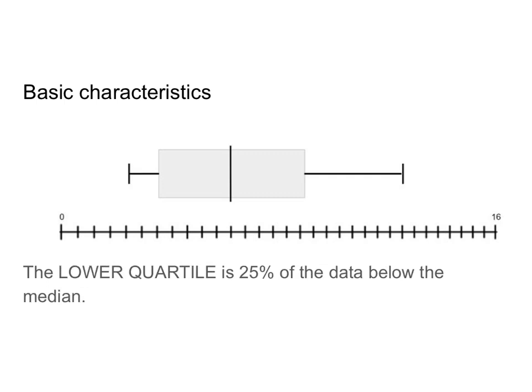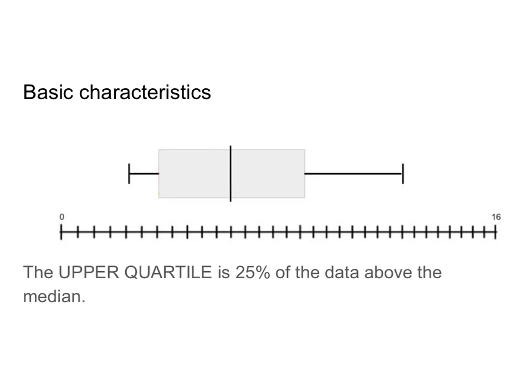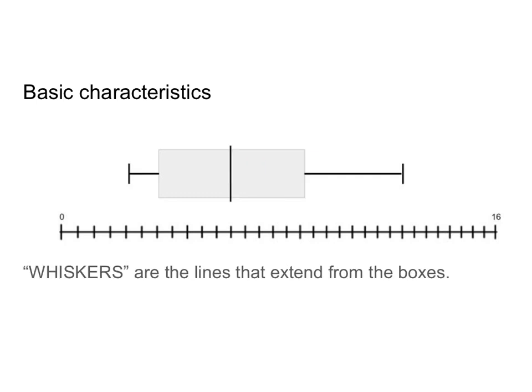The lower quartile is 25% of the data below the median. So from this point right here to this point right here. In other words, the part of the box that is shaded in yellow. The upper quartile is 25% of the data above the median. So from this point right here to this point right here. In other words, the part of the box that's shaded in blue. The whiskers are the lines that extend from the boxes. So here is your lower whisker. Here is your upper whisker.